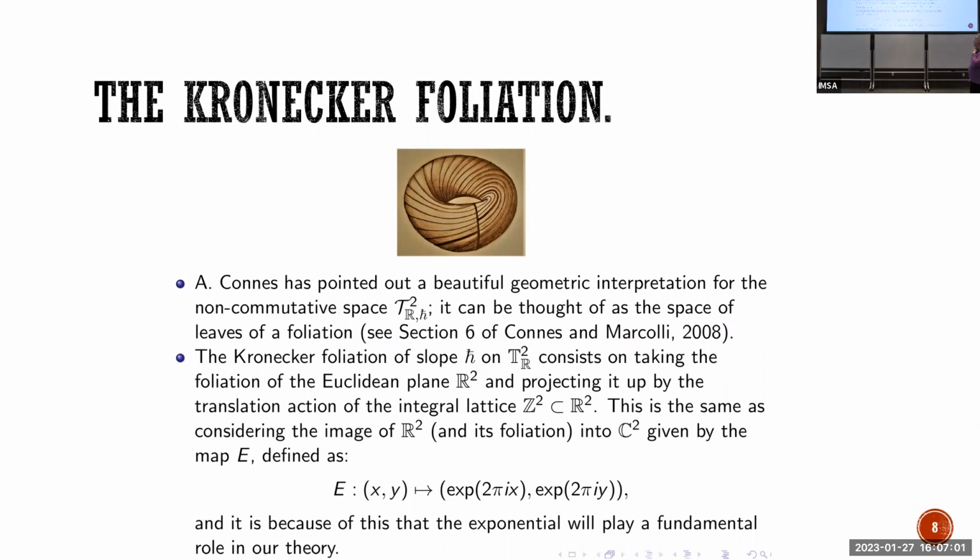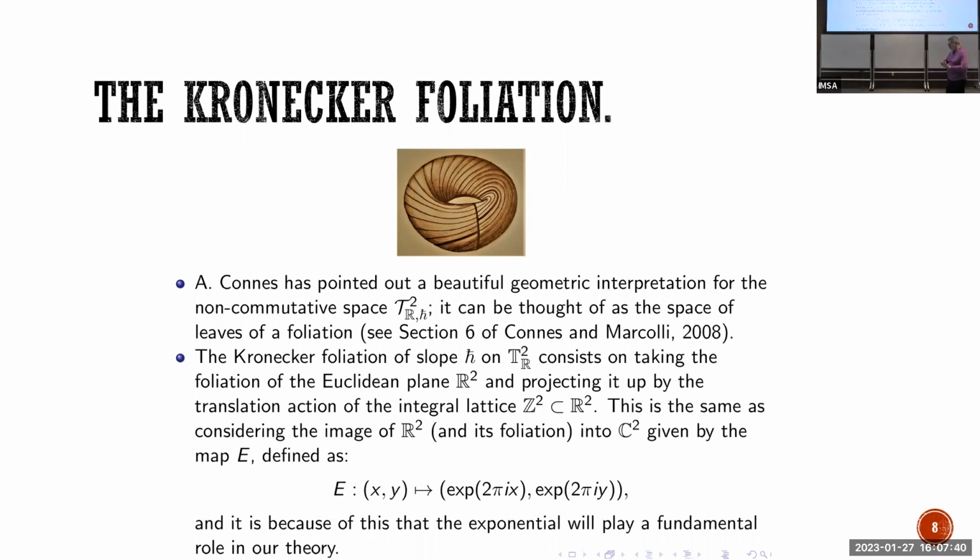Rather than using just the non-commutative algebra, we're going to use the fact that this is meant to be the algebra of functions on a non-Hausdorff space, on a complicated space, the space of leaves of a foliation. Actually, as far as foliations go, a very simple foliation, the canonical foliation. And this non-commutative algebra is meant to be the algebra of functions on the space of leaves of the canonical foliation. So the canonical foliation of slope H bar on T2R, the real two-dimensional torus, is just linear.